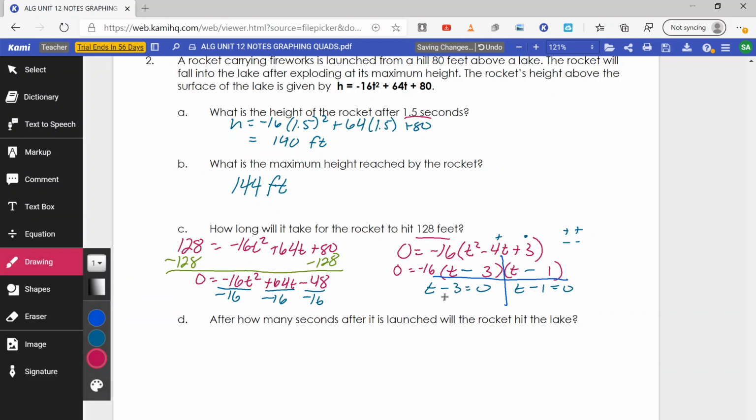What I'm going to do is add 3 to both sides, and we get time equals 3. And then on the other side, I'm going to add 1, so time equals 1 second.